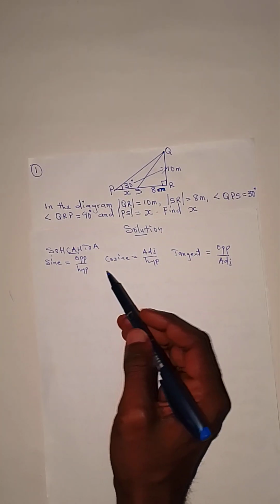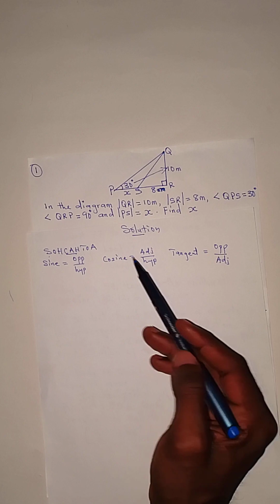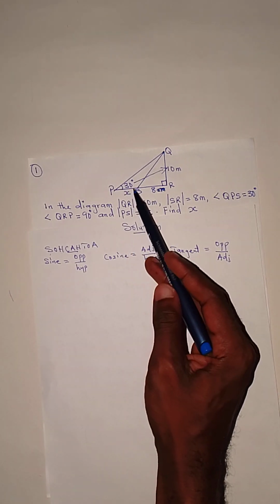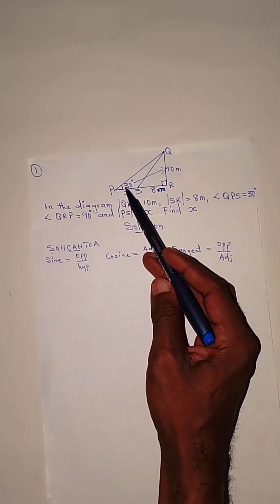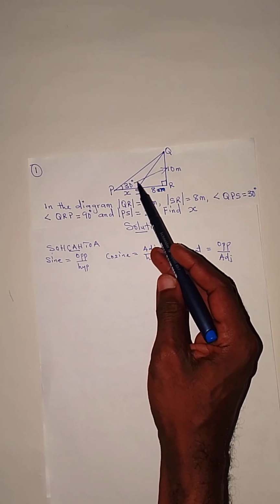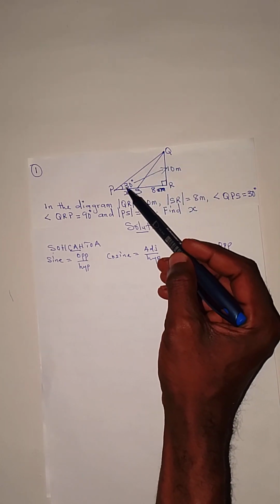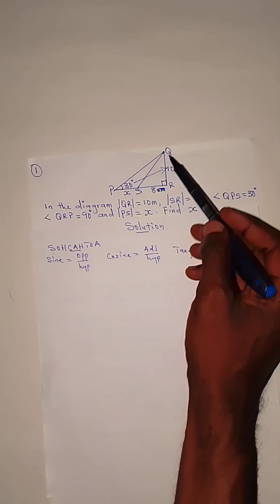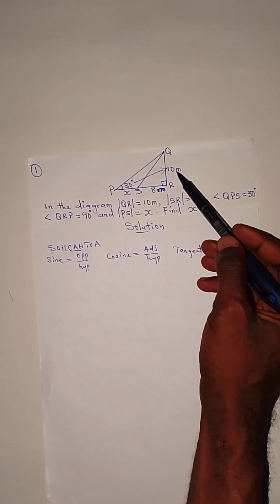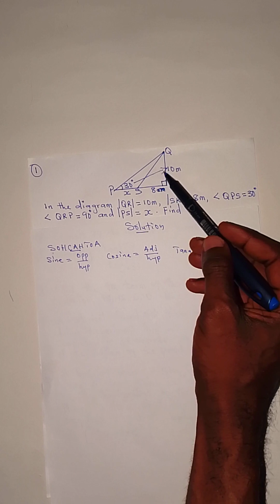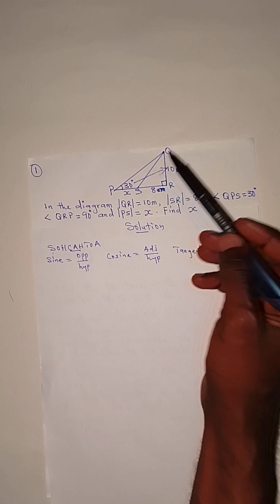So now looking at this, how do you apply this to solve this question here? Now, if you look at this question, where this angle is facing is the opposite. So this angle 30 degrees is facing this 10 meters. So we can call this opposite of this angle. You can see where the arrow is going there.